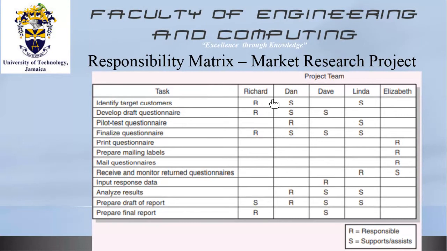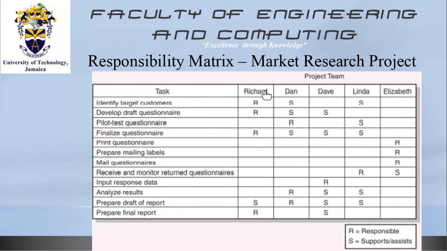In this case, this is just a responsibility matrix. But in project management, more and more you are seeing RACI charts because in addition to showing who is responsible, who is accountable, it shows who gives support and when. So that's why I prefer the RACI chart to the responsibility matrix.